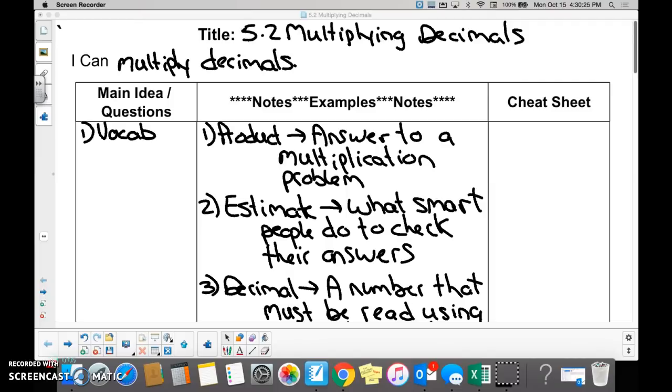Today's title is 5.2, Multiplying Decimals, Chapter 5, Lesson 2. We've already done a lesson on adding and subtracting decimals. Now we're going to move into multiplication. The I can statement is: I can multiply decimals.